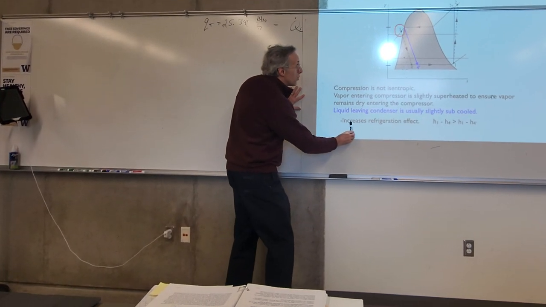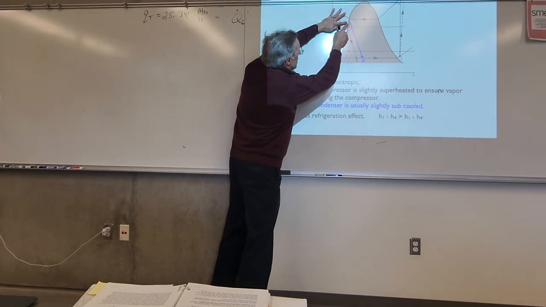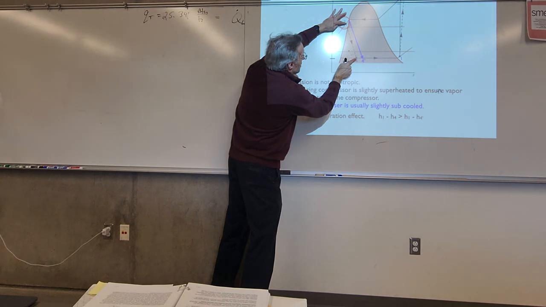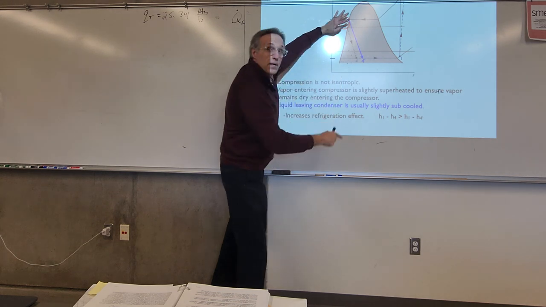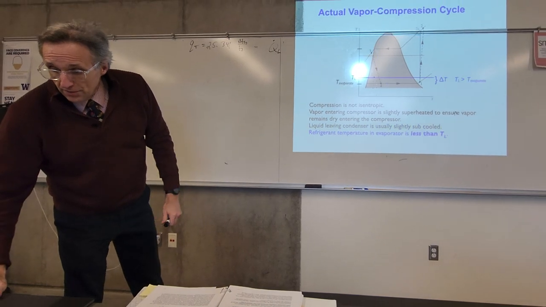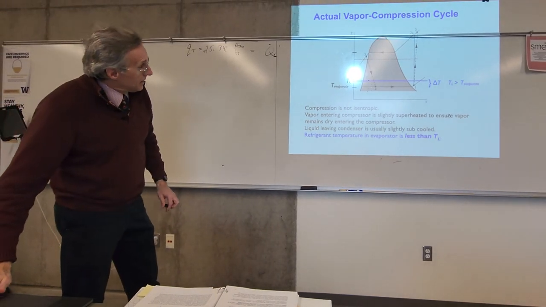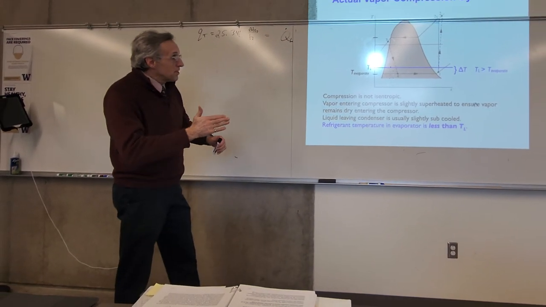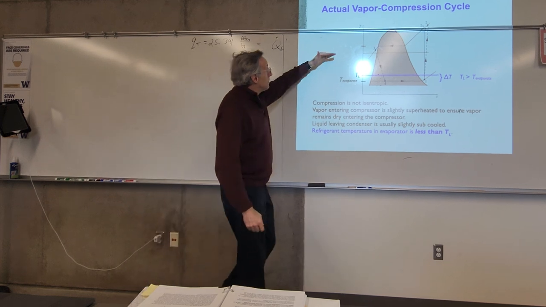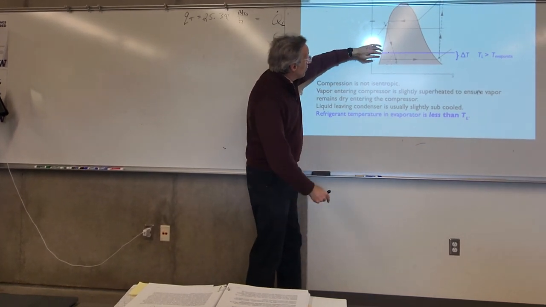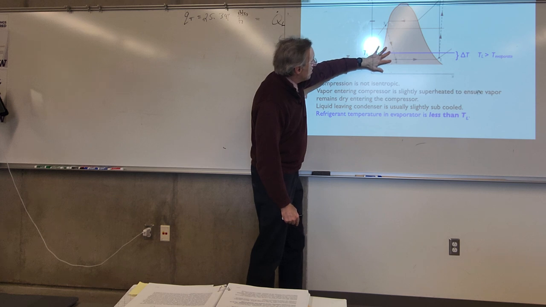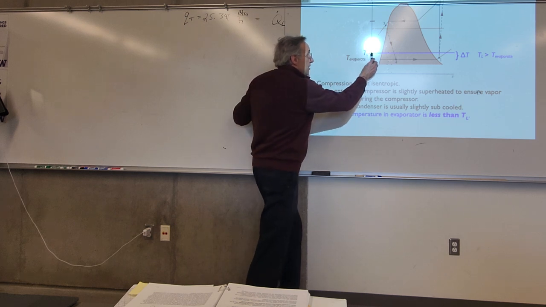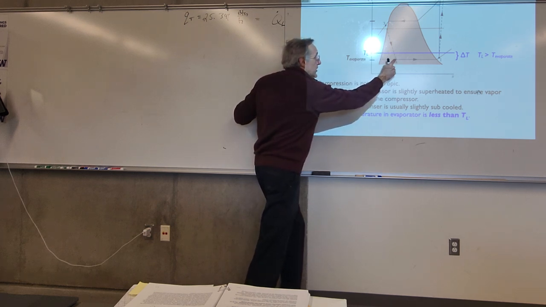So this increases the refrigeration effect, because instead of coming out at 4', now you're going to come out to the left, so you're going to have more liquid. So a greater refrigeration effect. And the other thing that's different about the actual cycle is that the refrigerant temperature and the space temperature are different. The refrigerant has to be colder in order to transfer heat from the space you're cooling into the refrigerant.